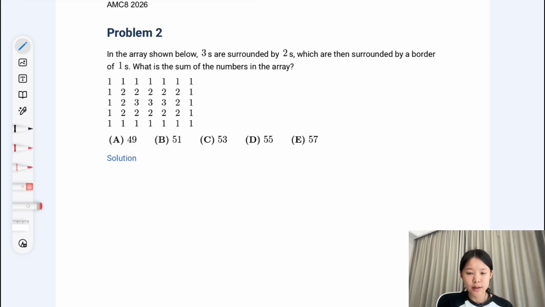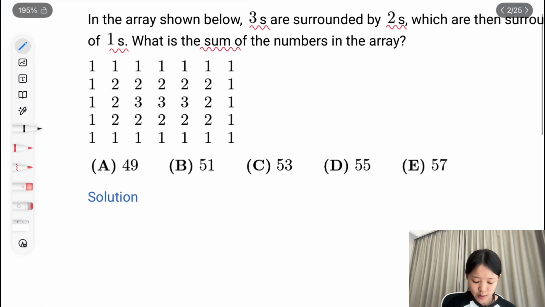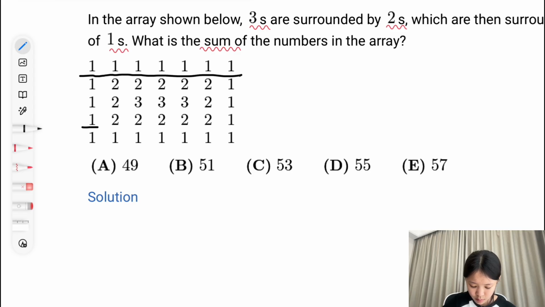Okay, problem 2. It tells us that in the array shown below, 3's are surrounded by 2's, which are then surrounded by a border of 1's, and asks what is the sum of the numbers in the array? Looking at the image, we can split it up into regions like this. We have 1's on the left and on the right, then 1's on the top and the bottom. On this side we have 3, and on top we have 1, 2, 3, 4, 5, 6, 7 1's.